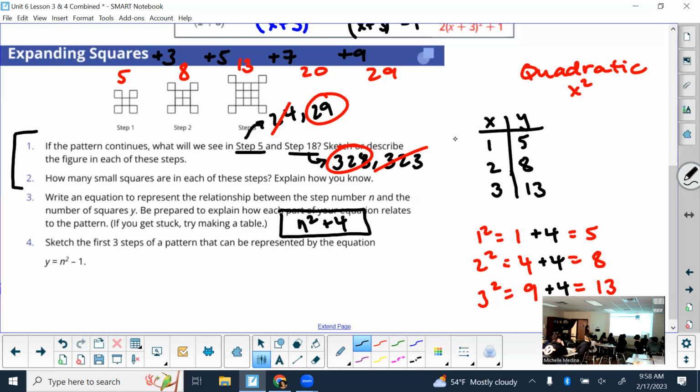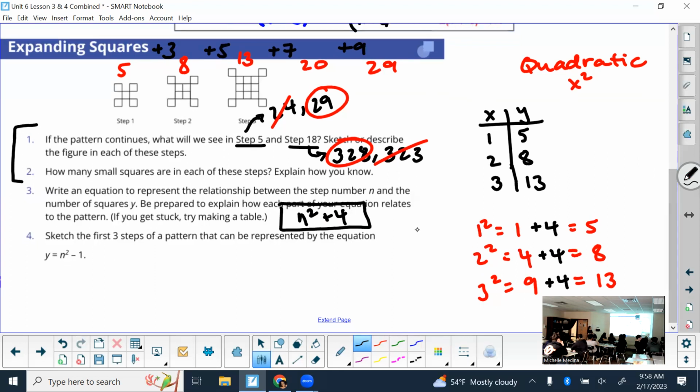And then when we try to find step 18, where do we plug in that 18? For the n, so then it becomes 18 squared plus 4, which is how we get the 328 for step 18. All right, questions on that? So that's much more time effective than just continuing the pattern 18 times.